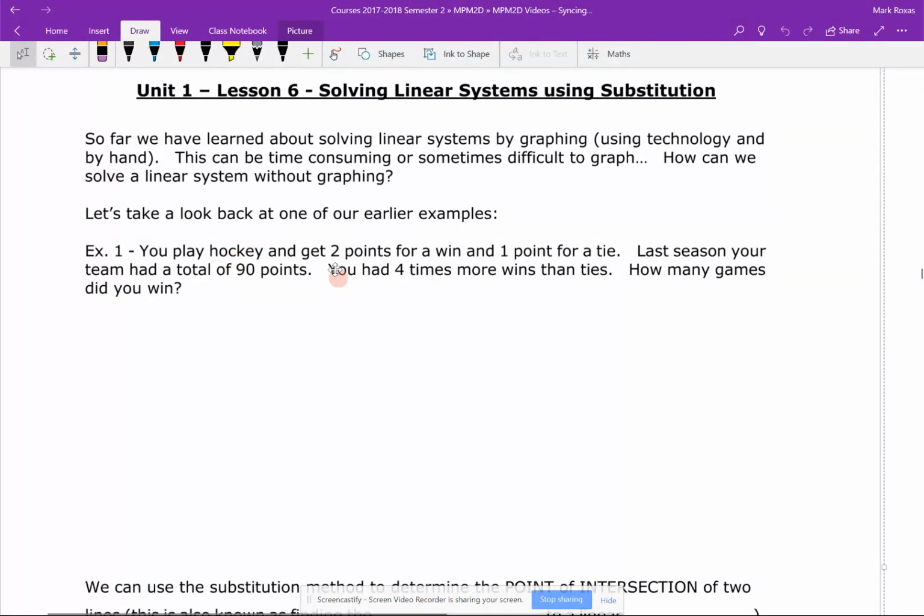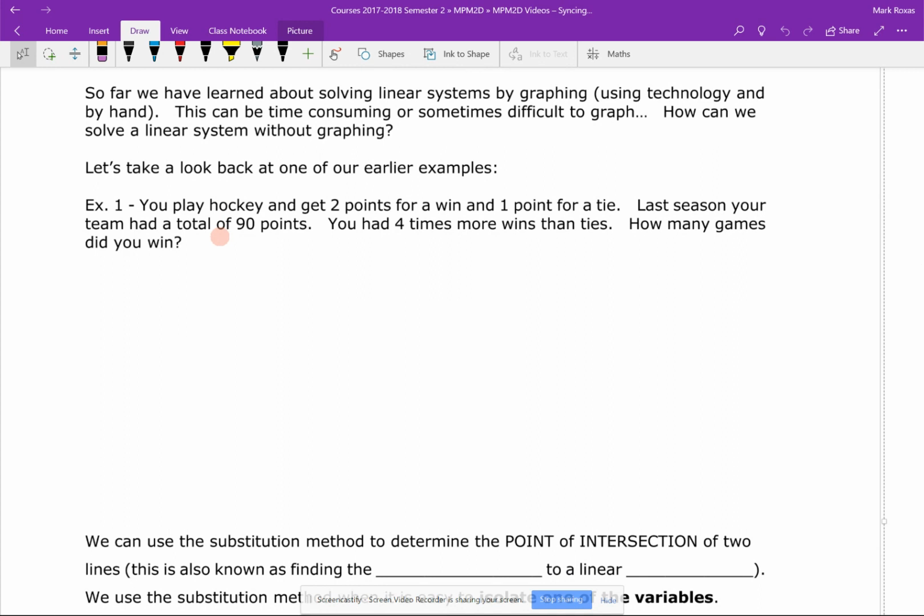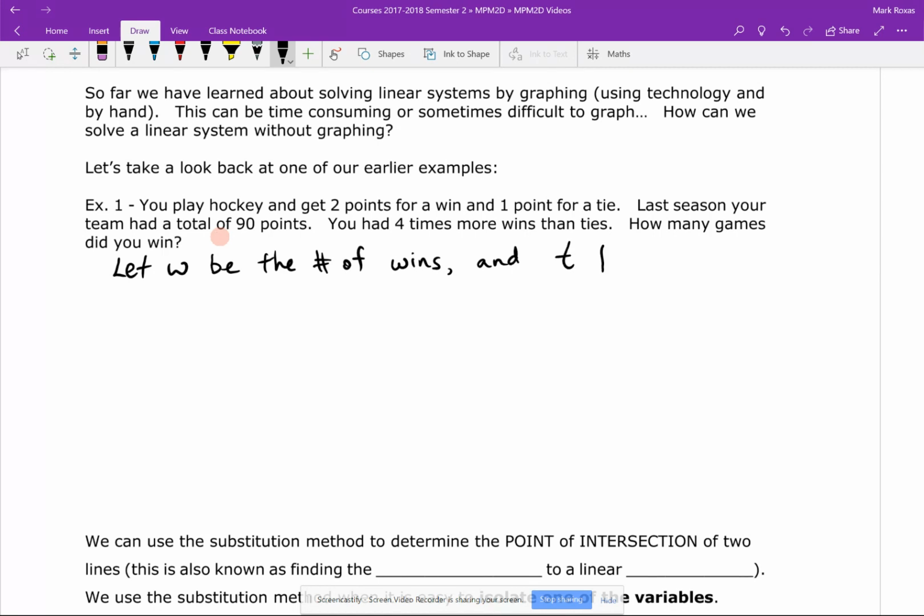And so you may have remembered creating two equations for this. So let's create those two equations again. Now this time, I'm going to use different variables, just so that I can show you that you don't have to restrict yourself to just using x and y. So do we have to use x and y? No. Let's say w is the number of wins, and we're going to use t for the number of ties.